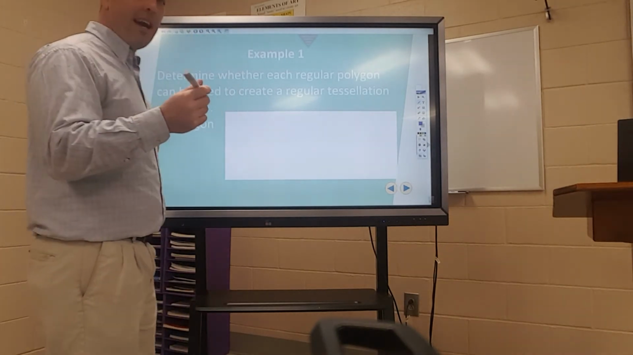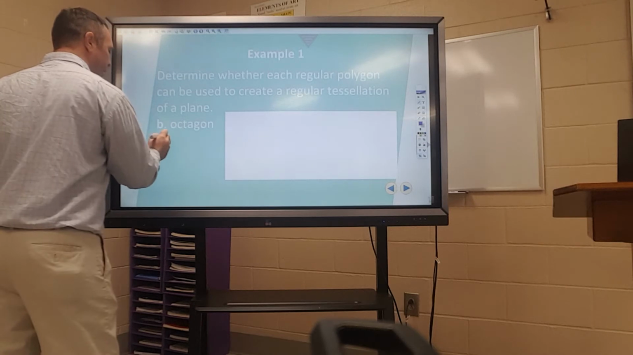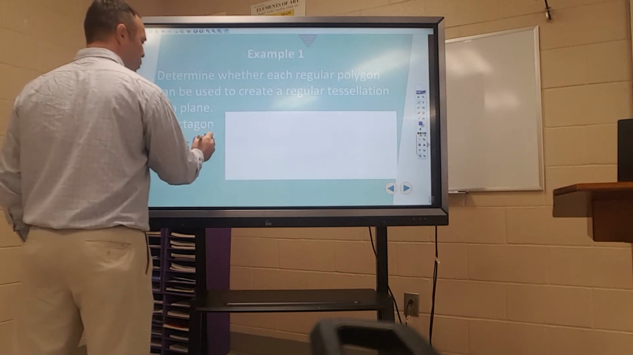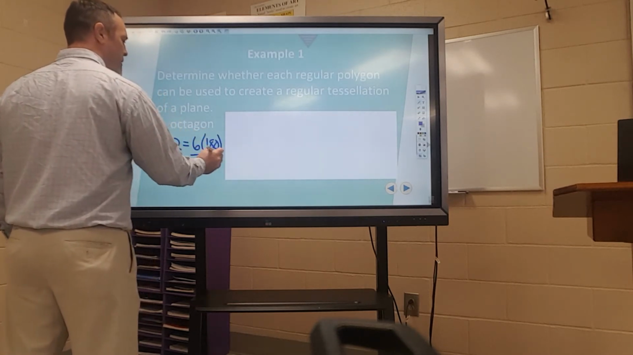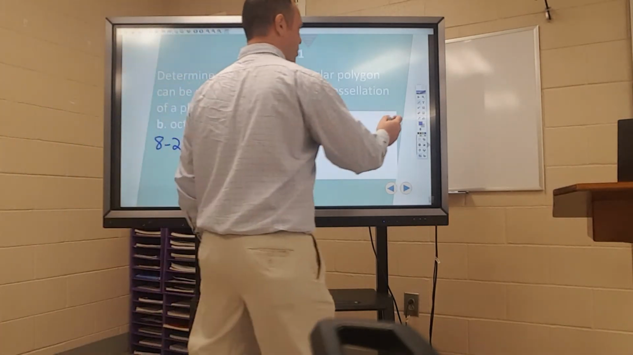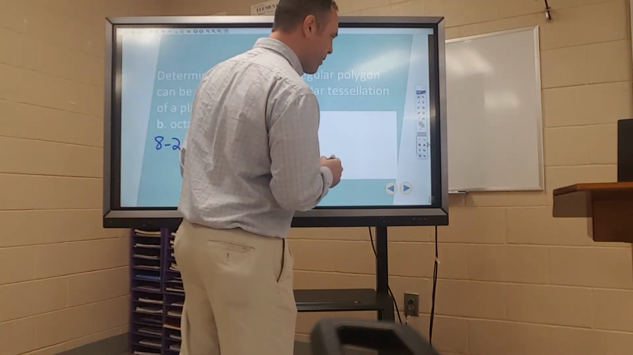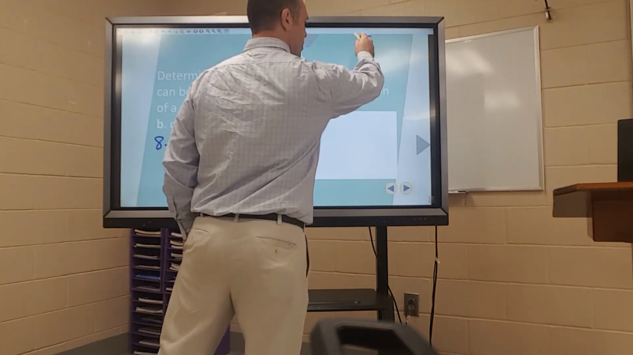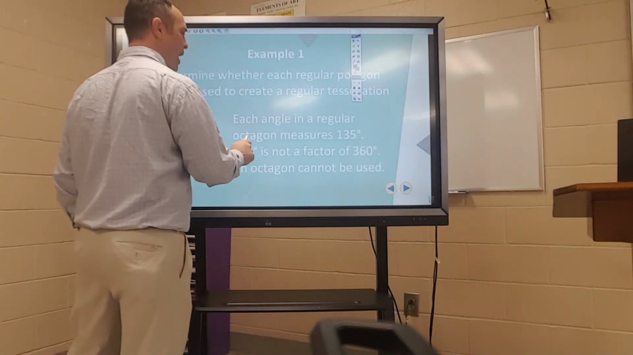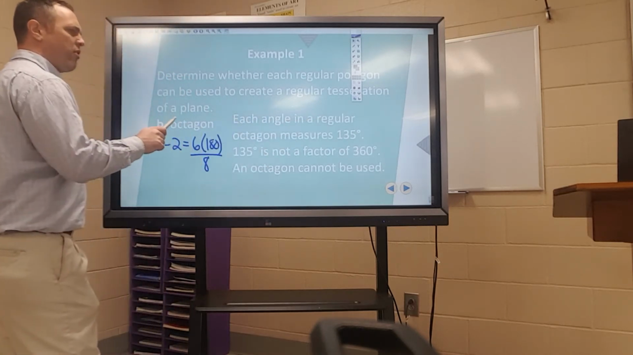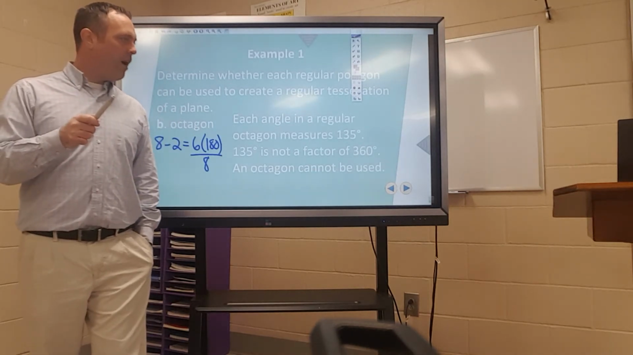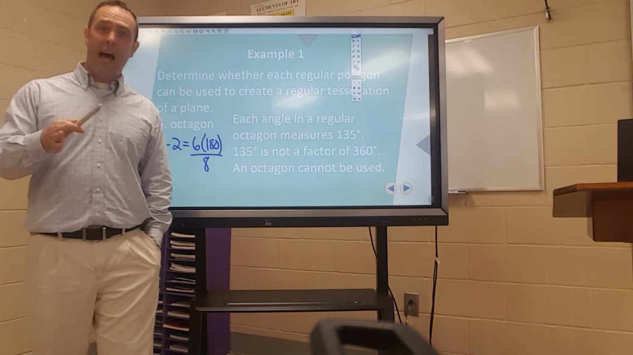But you've got 8 sides, so if we subtract 2, that means 6 triangles would fit inside of an octagon. We multiply that by 180 and divide it by 8, since an octagon has 8 sides. I don't know what that actual calculation is, but we will see. Each angle in a regular octagon measures 135. 135 is not a factor of 360. If you take 360 and divide it by 135, it doesn't go in evenly. So an octagon will not tessellate.